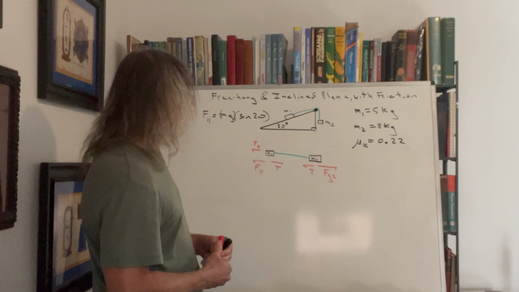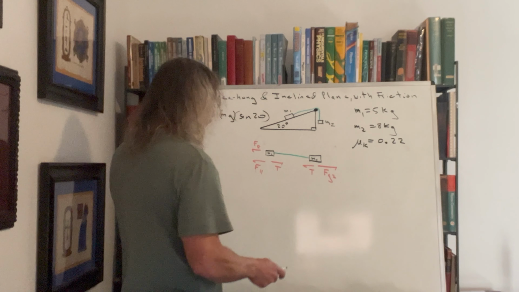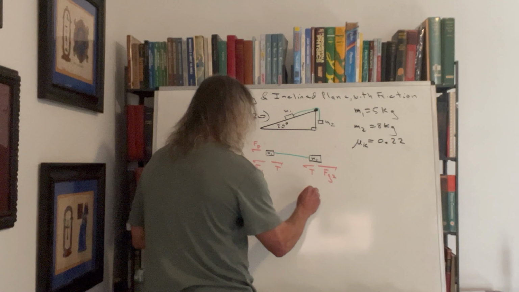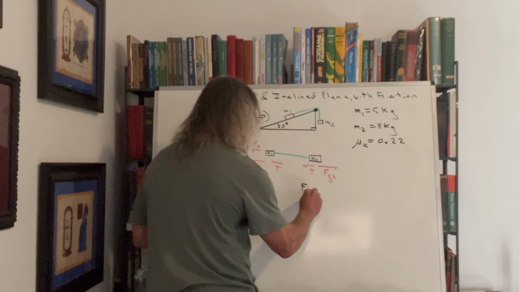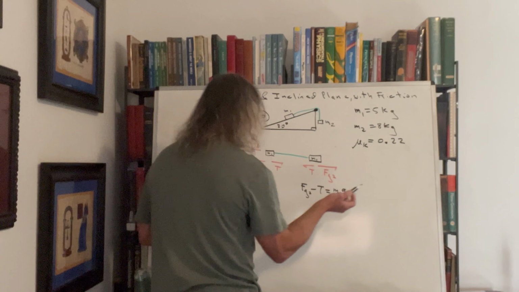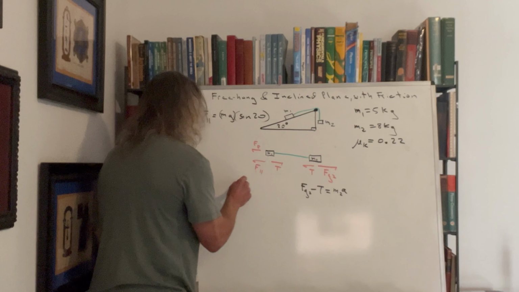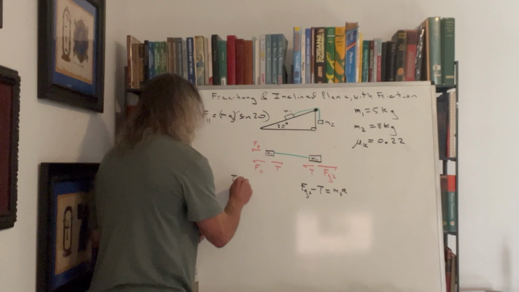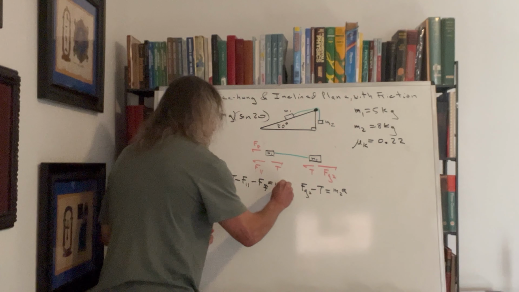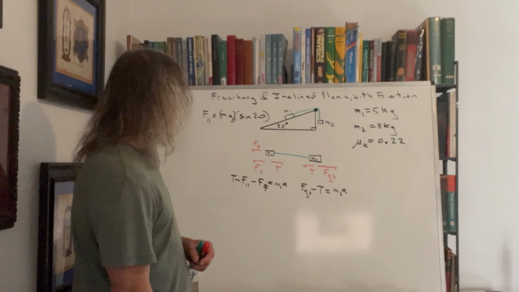Then we can get our equations from this. Remember our MA. So here, FG2 minus tension equals M2A, and here, tension's to the right, these are to the left. So we get that.